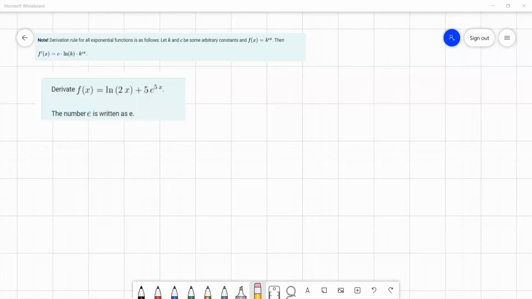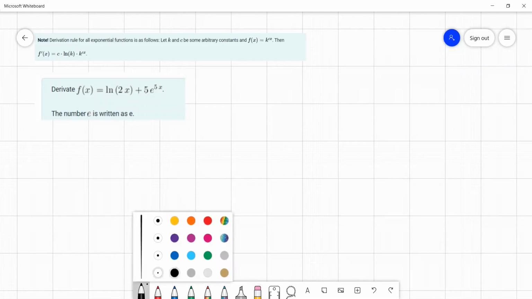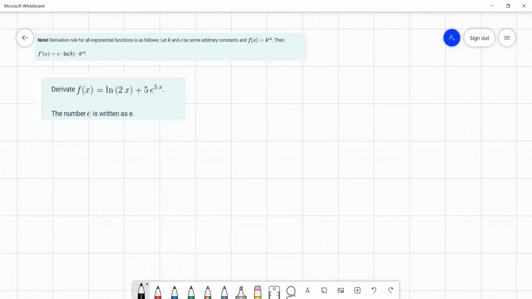Hello guys, today we are going to attempt to solve this problem by using this neat property over here. Before we dive into the problem, let's talk about what this property is really saying.